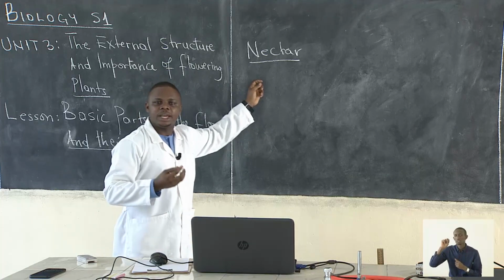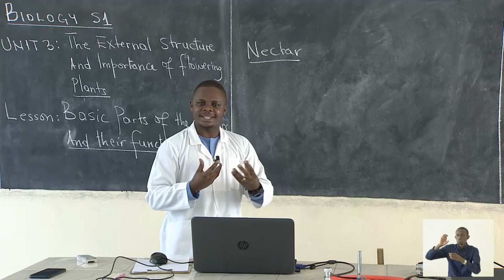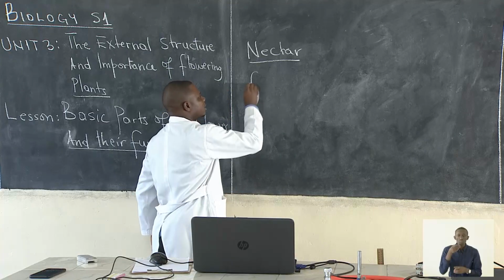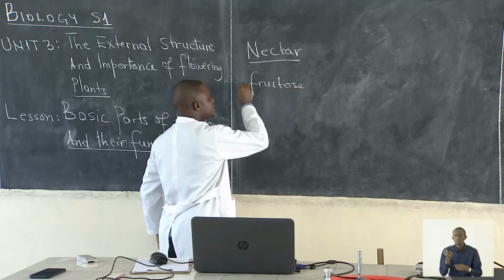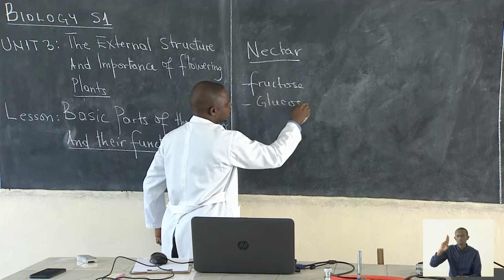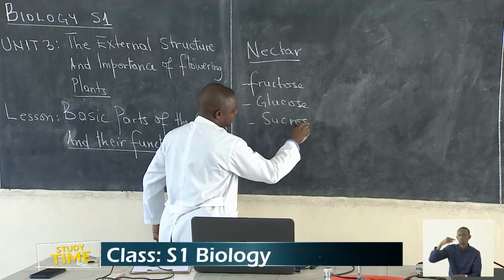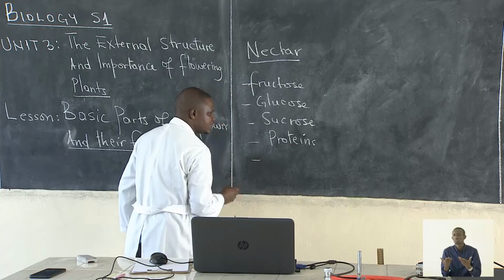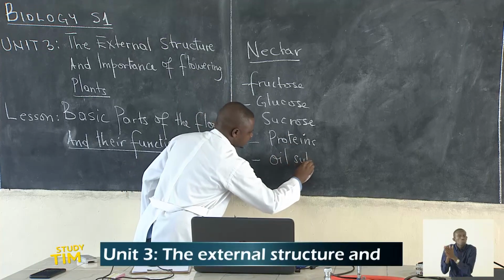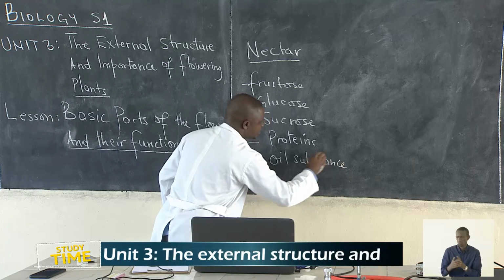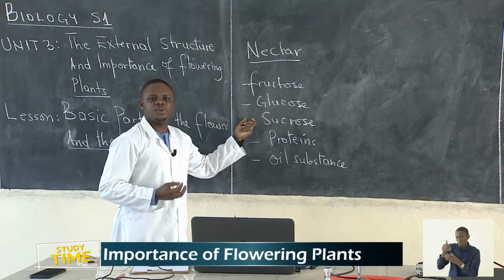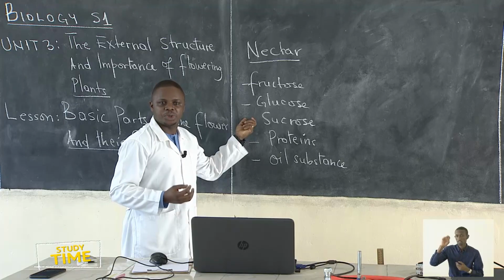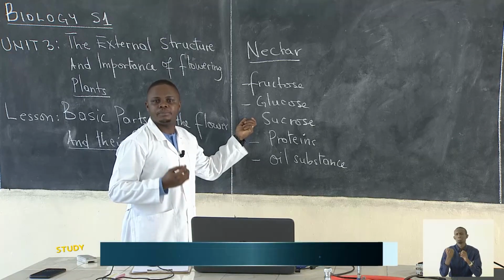This nectar is a liquid substance which has sugars, different sugars, which means it tastes sweet. It has sugars like fructose, it has sugars like glucose, it has sucrose, it has some proteins, it also has oil substances, which means when we see these components, it shows that flowers which have nectar are essential to pollinators like bees, wasps, and birds.